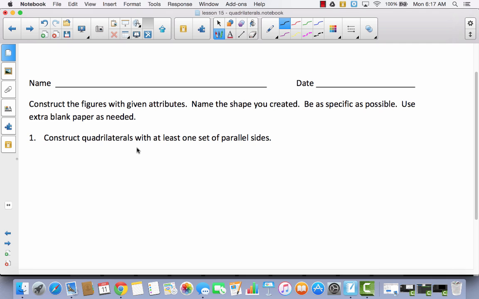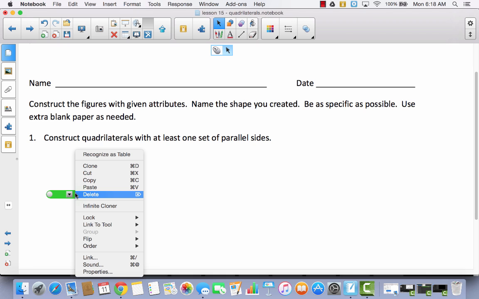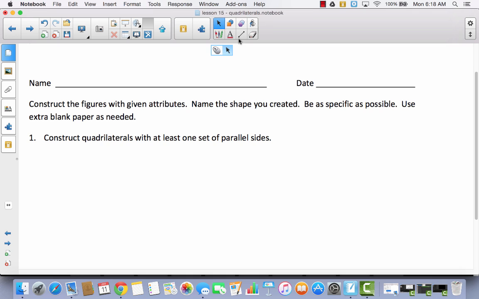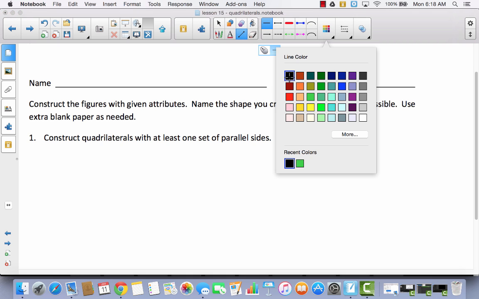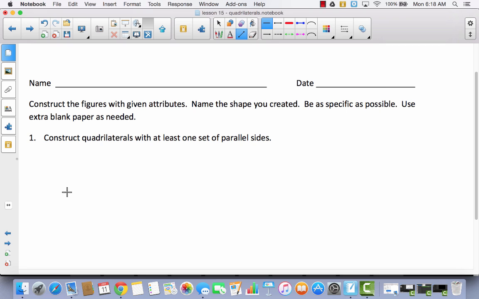Okay, so hopefully you've already drawn your quadrilateral with the parallel sides. Now I'm going to draw one. Ours may not look the same, and that's okay. So I'm going to start by drawing a straight line. Maybe I won't make it green. How about I make it black? All right, let's try this again. Okay, here's my straight line. Now I'm going to make another line parallel to it. And now I'm going to connect them to make a four-sided figure.